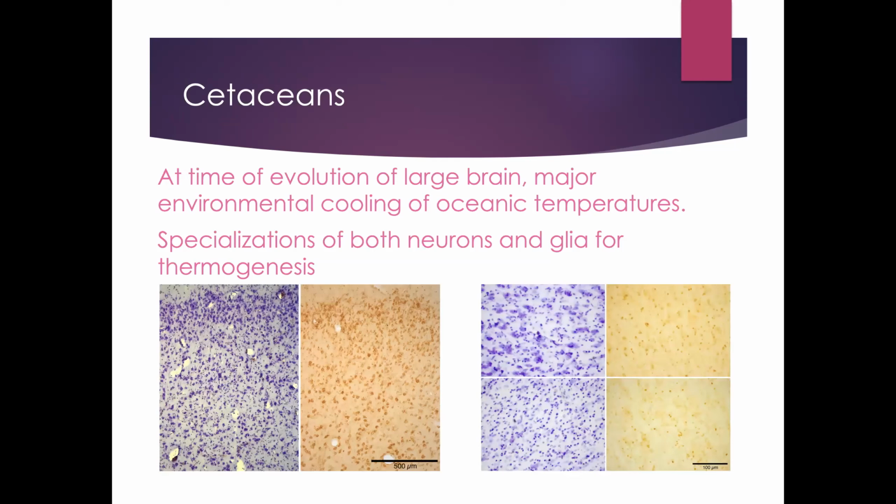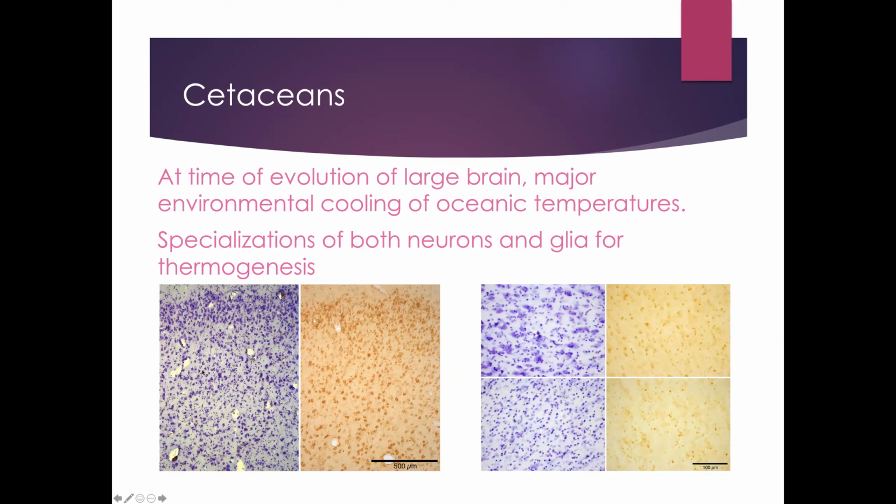So if we look at the cetaceans, and this is something we published earlier this year, at the time of the evolution of the large brains in the whales and dolphins, there was a major environmental cooling of oceanic temperatures. For a mammal living in the water, that is a really huge pressure. What we see in the brain of whales and dolphins is that there are specializations of both neurons and glia for thermogenesis.